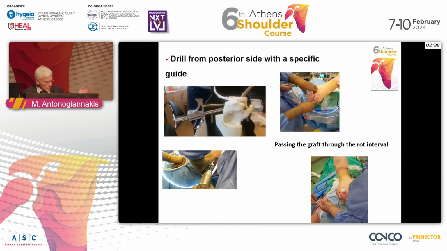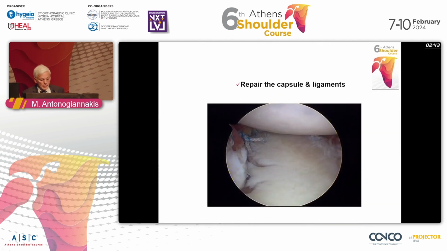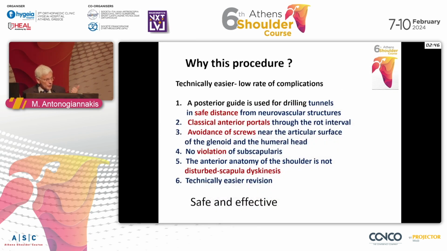The preparation is known. What is very interesting with this technique is that we use a posterior guide, as was shown already. That means we are away from the neurovascular structures. We use the classical portals. We enter the bone block through the interval. These are things that we are all very familiar with. And of course, there is no violation of the subscapularis. We avoid the screws, and the anterior anatomy of the shoulder is not disturbed.